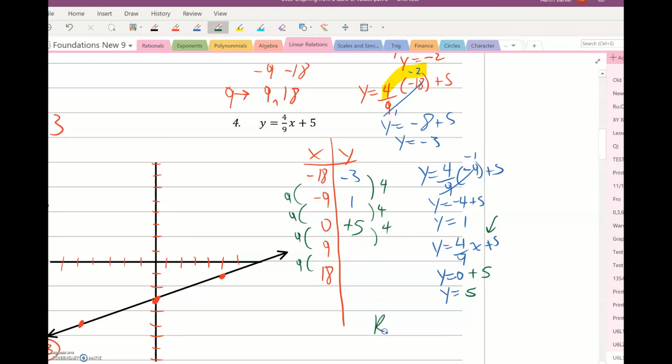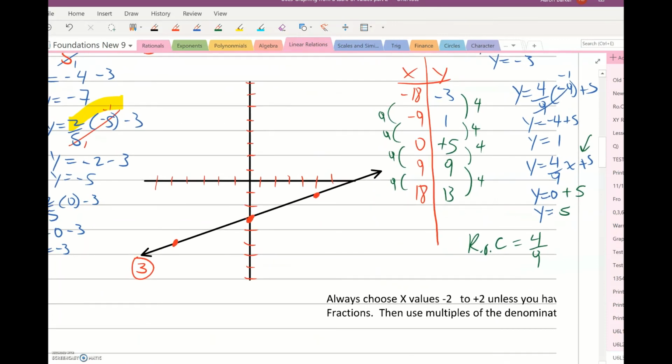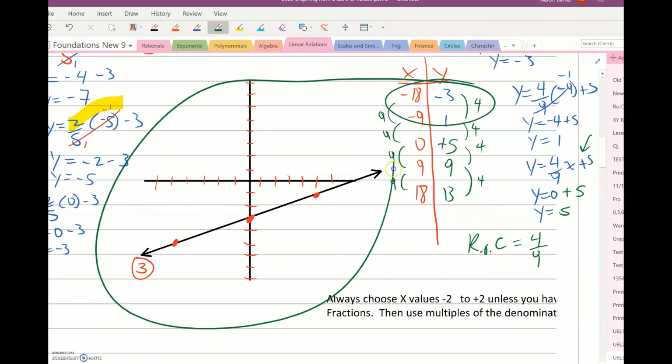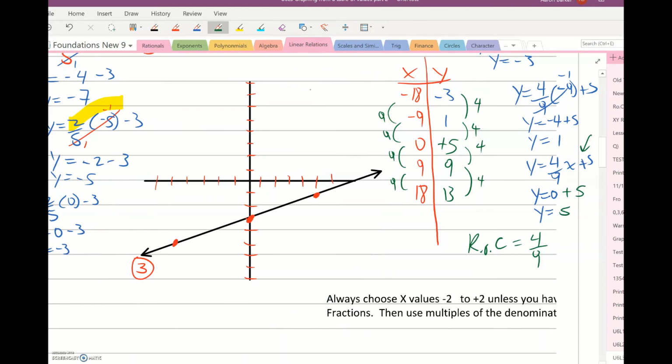My rate of change is 4/9, and so I can continue the pattern. So this would be a 9, bad writing, and continue the pattern one more time, going up by 4, I'll get 13. So I can now graph that line. Now a lot of these points are going to be really big and they're going to be off my grid. That's okay. So -18, that's way over here. I'm just going to ignore it. -9, well, let's check that out. That's 1, 2, 3, 4, 5, 6, 7, 8, 9. And +1, so I go up 1.